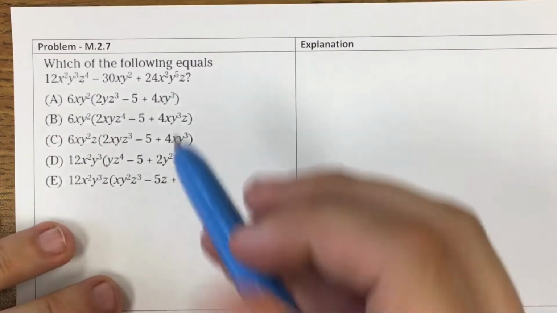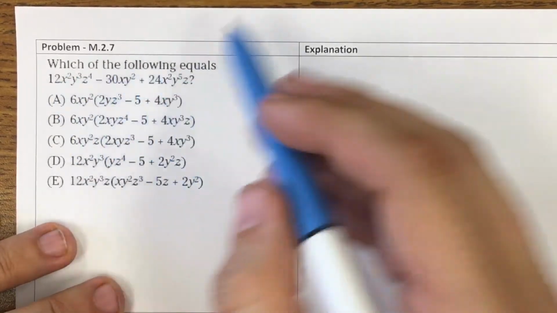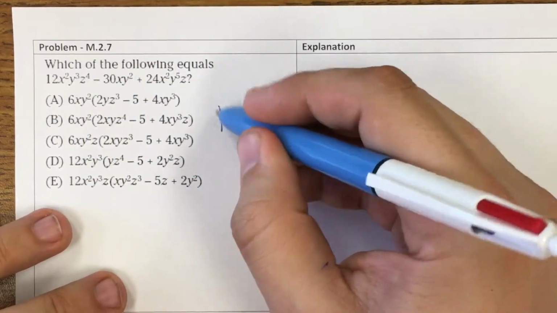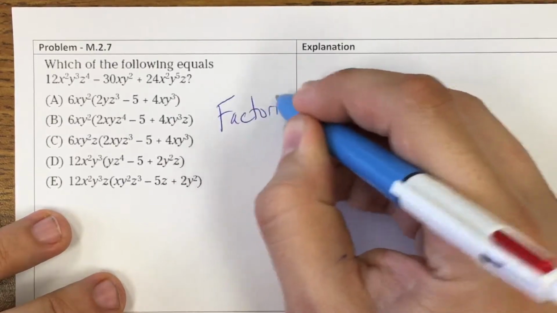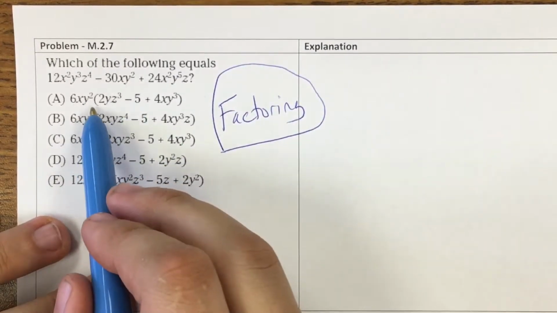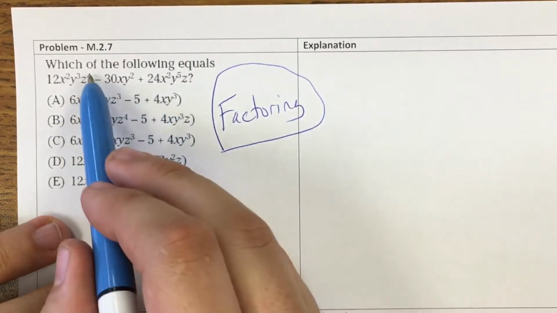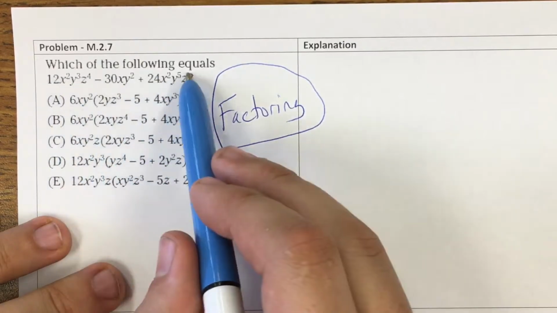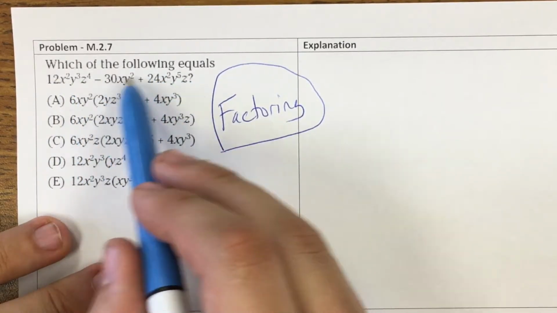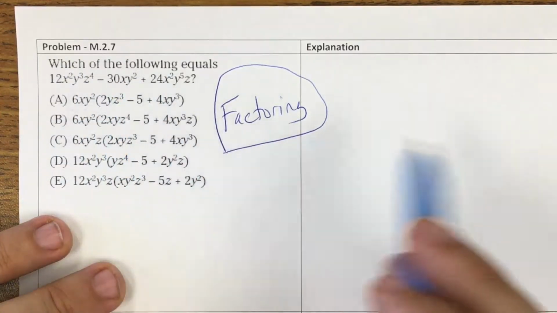M.2.7 looks crazy, but when you look at your answer choices and the question type with all these letters and numbers, you're going to recognize that this is actually a factoring problem. We know it's factoring because in these answer choices, we're given a term on the outside and then terms on the inside. And up here, we have no terms that are split like this, so we know that we're being asked to pull out terms from this expression.